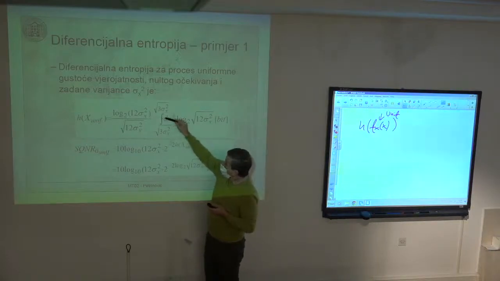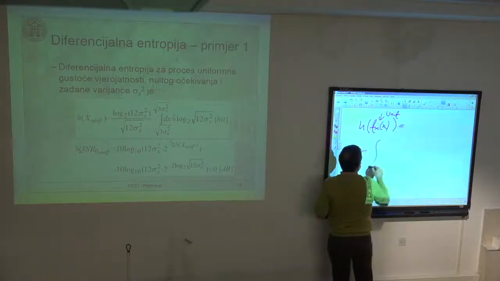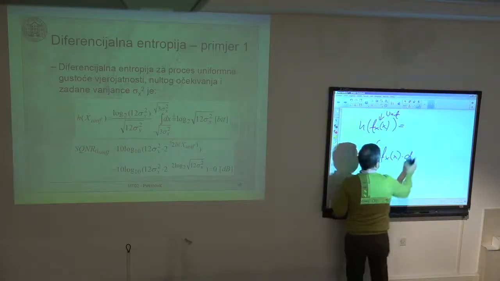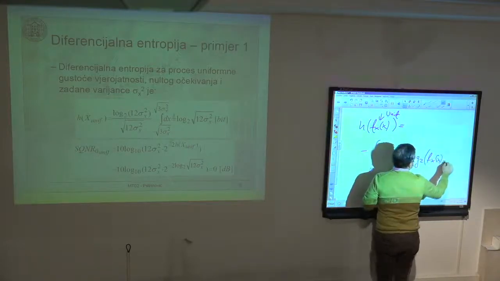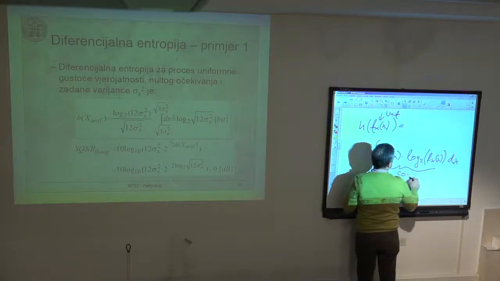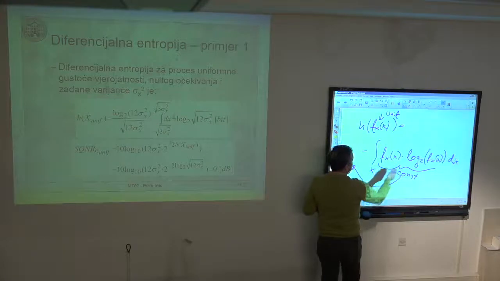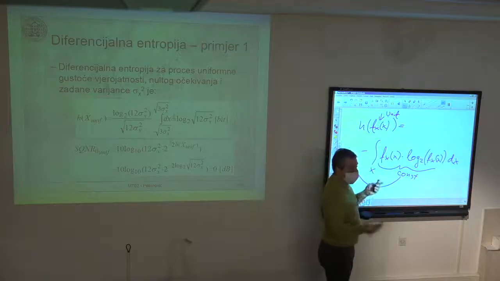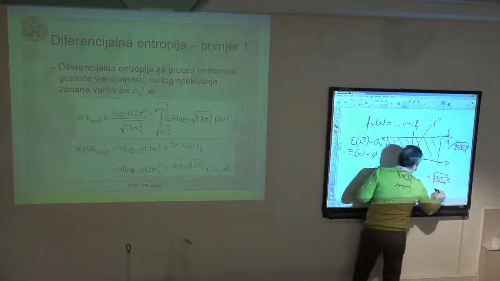Since this f_X(x) is a constant value, by definition, it is the negative integral over x of f_X(x) times the logarithm of f_X(x), dx. But all of this is constant, so I can take it in front of the integral, and what I have within the integral is simply the integral of dx in the range from the minimum value to the maximum value.